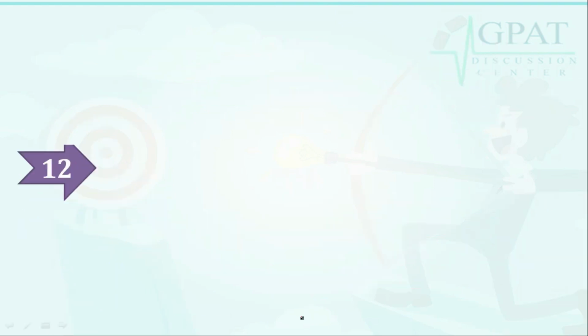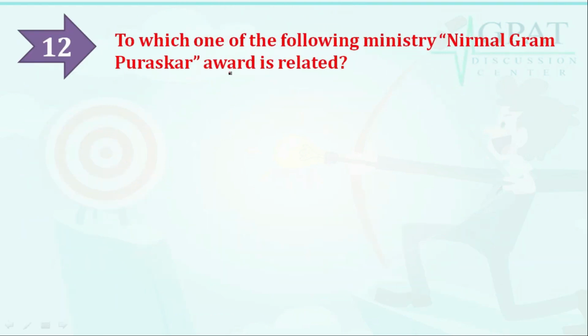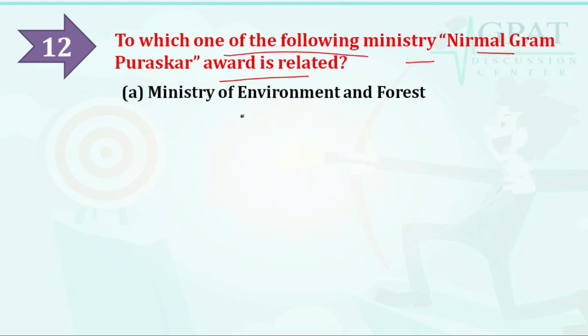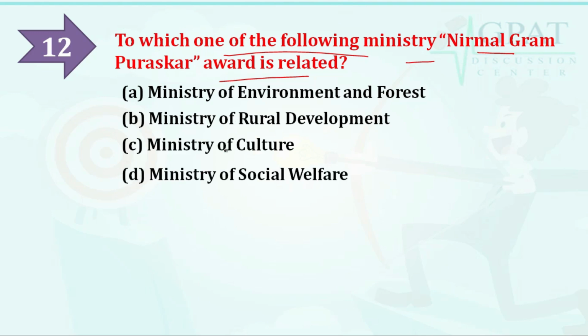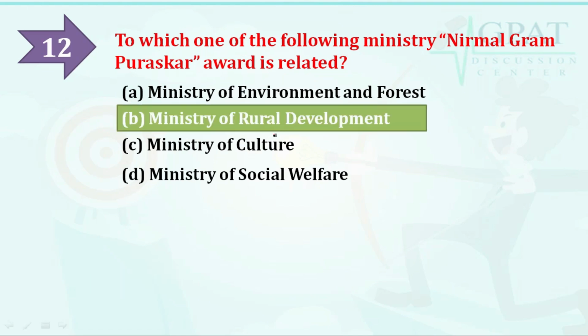So moving on to the next question, to which ministry is the Nirmal Gram Puraskar Award related? The options are: Ministry of Environment and Forest, option B Ministry of Rural Development, option C Ministry of Culture, option D Ministry of Social Welfare. The correct answer is Ministry of Rural Development, which is related to the Nirmal Gram Puraskar award.